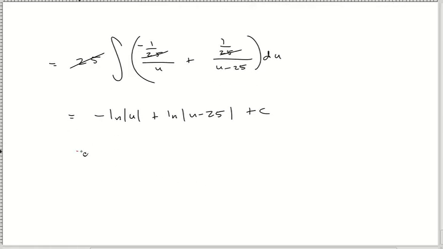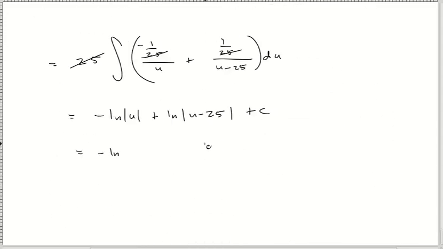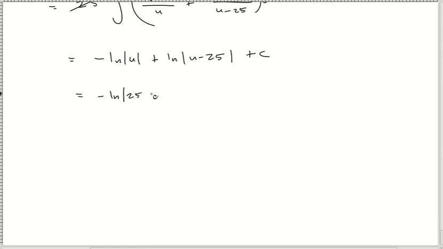plus c. My u's, of course, can change back into, what did I have for u? Let's go back. What did I have for u? 25 plus e to the x. Got 25 plus e to the x. And then if I plug this in as 25 plus e to the x minus 25, they actually cancel the 25s, leaving just e to the x.